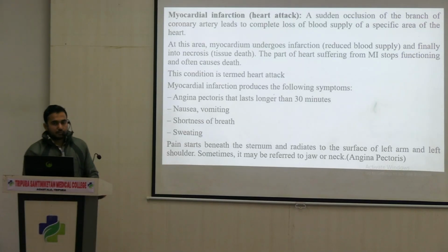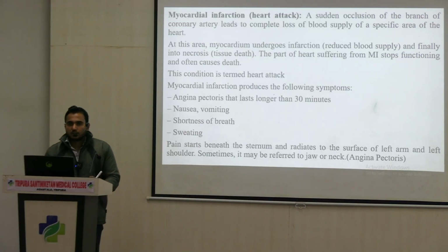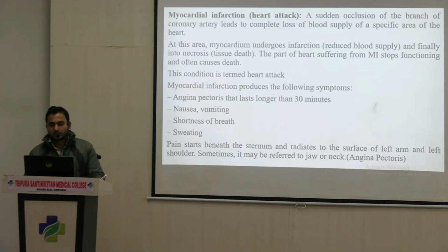Next is the MI, also called myocardial infarction. Everyone has heard about this. It is a sudden occlusion of a branch of the coronary artery leading to complete loss of blood supply to a specific area of the heart. That is called myocardial infarction. When it takes place, there is reduced blood supply, and finally necrosis of the tissue takes place. In the area where blood supply is not going, necrosis takes place. The part of the heart suffering from MI stops functioning, and that is the cause of death.